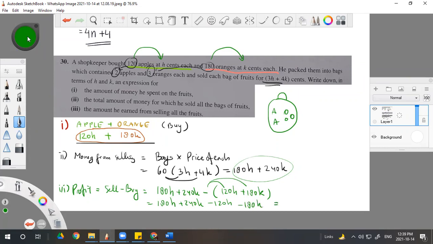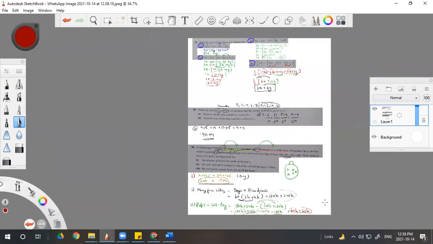Ya, udah dapat. Which is the like terms? 180H minus 120H. So 60H. And then here 240 minus 180 plus 60K. Udah. Beres. Ya, totally done. But hard. Ya, ini susah banget deh.